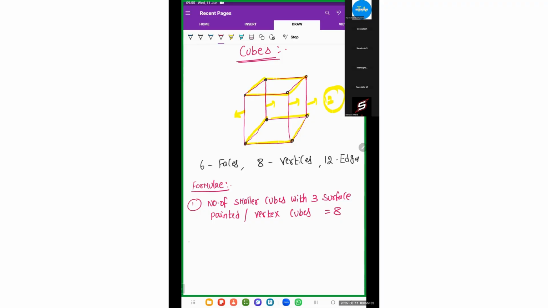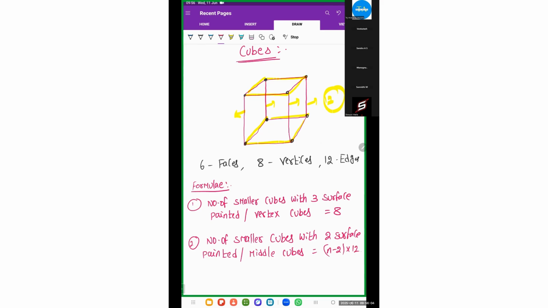And the second formula: the number of smaller cubes with 2 surfaces painted overall. These are the middle cubes. If it is a middle cube, the formula is n minus 2, into 12.